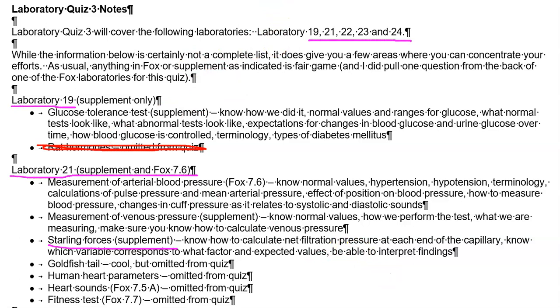In terms of the other things you might think you're responsible for, right? The goldfish tail is cool, but we've omitted it from the quiz, so don't worry about that. The human heart parameters we didn't talk about, so that's omitted. The heart sounds in 7.5a, that's omitted. And the fitness test in 7.7 is also omitted from the quiz. So those 3 points are the major points of Lab 21 that you would have to know.